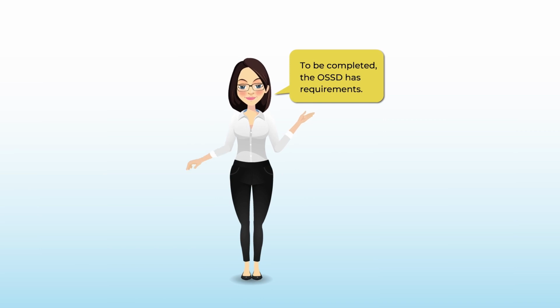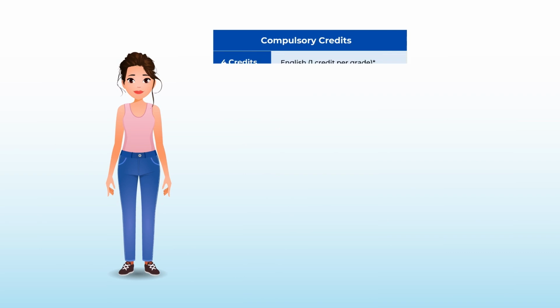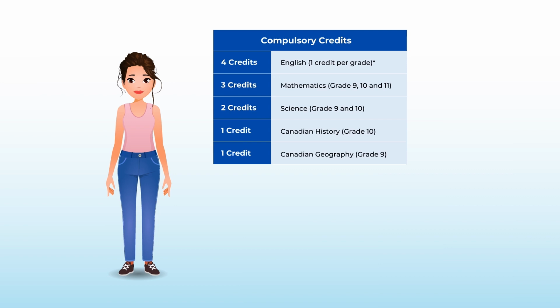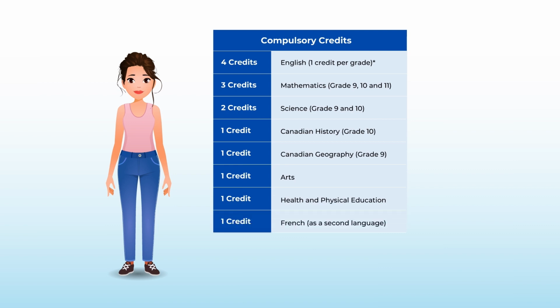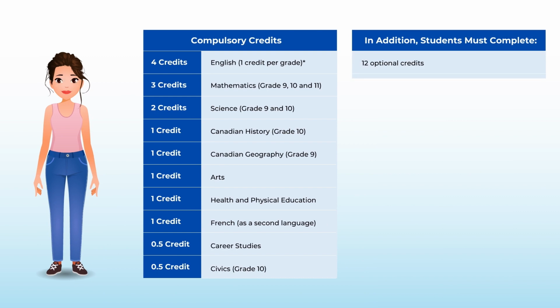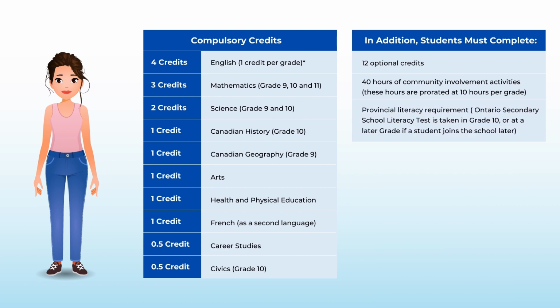To be completed, the OSSD has requirements. A student must earn the following: 4 credits in English, 3 credits in mathematics, 2 credits in science, 1 credit in Canadian history, 1 credit in Canadian geography, 1 credit in the arts, 1 credit in health and physical education, 1 credit in French as a second language, half a credit in career studies, half a credit in civics, 12 optional credits, 40 hours of community involvement activities, and the provincial literacy requirement.